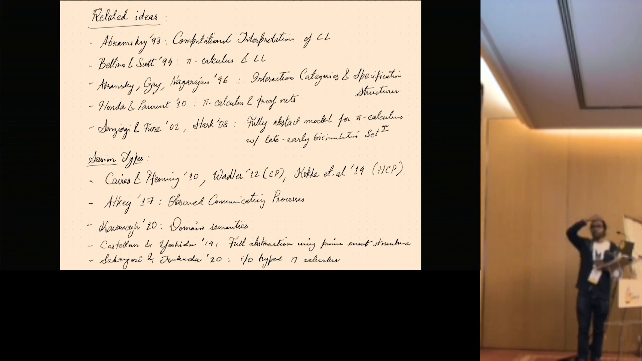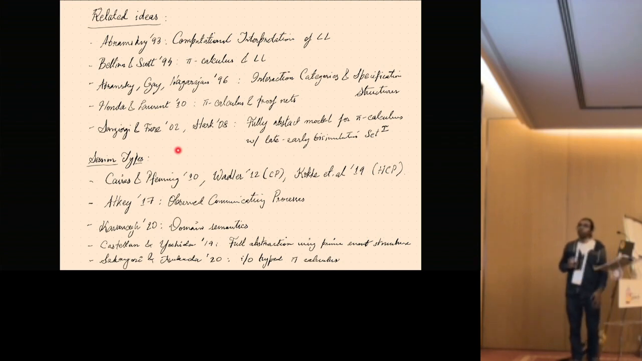Abramsky, Simon and Nagarajan came up with interaction categories and specification structures, which are a term language for linear logic with semantics. And people have tried to find a correspondence between proof nets and pi calculus, and the other very important work on the pi calculus was by Sangiorgi and Fiore, where they showed that if you take the pi calculus and tweak the bisimulation relation, you can get a fully abstract model. So Set to the I is a perfectly fine model for the pi calculus, and it's a completely mathematical model.